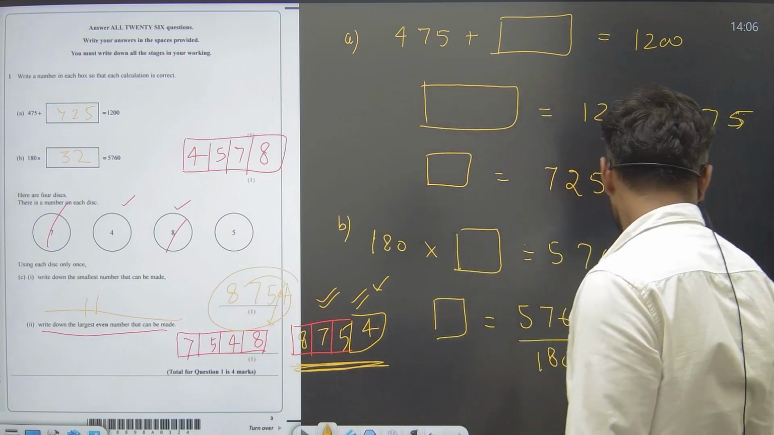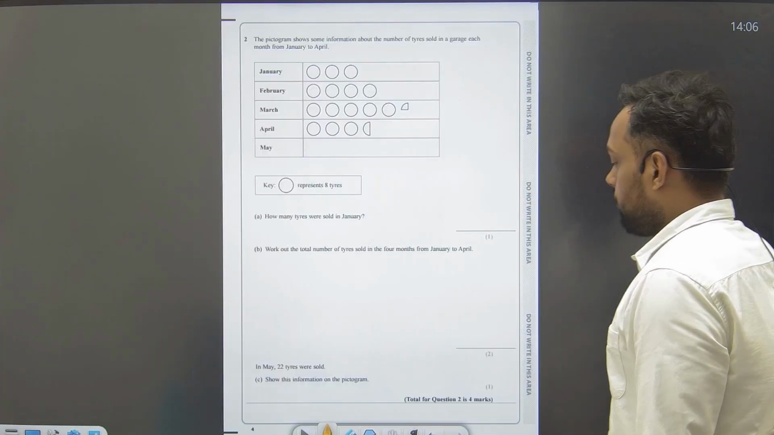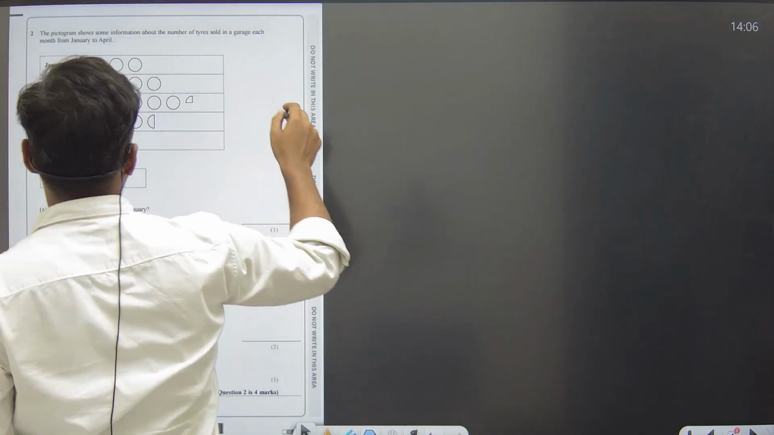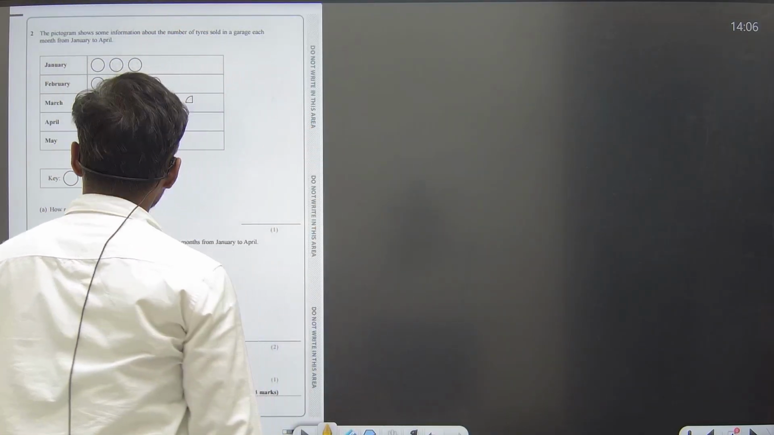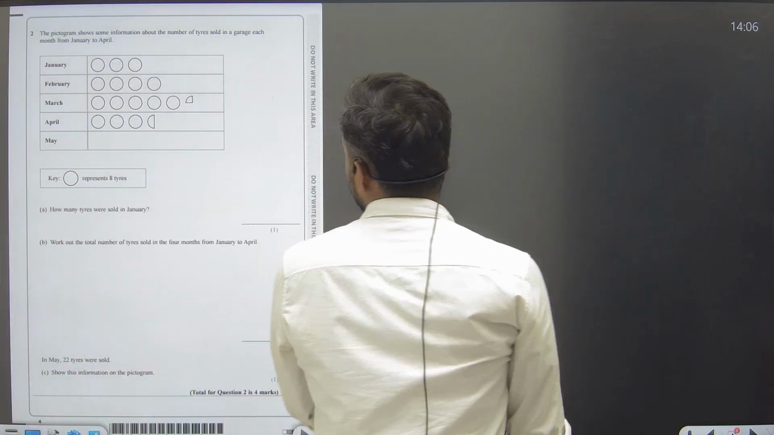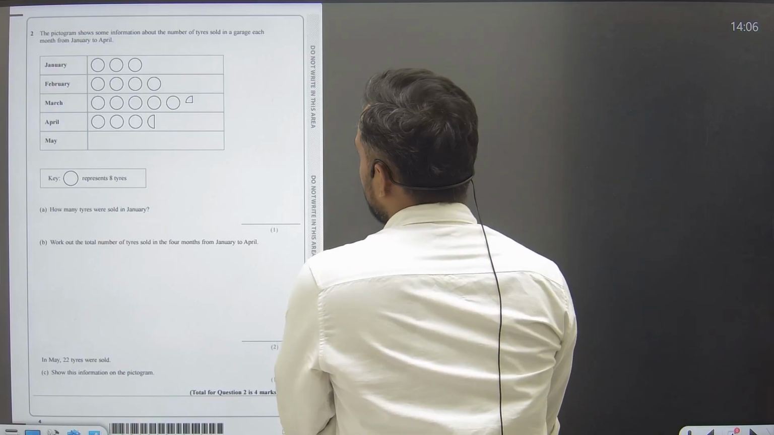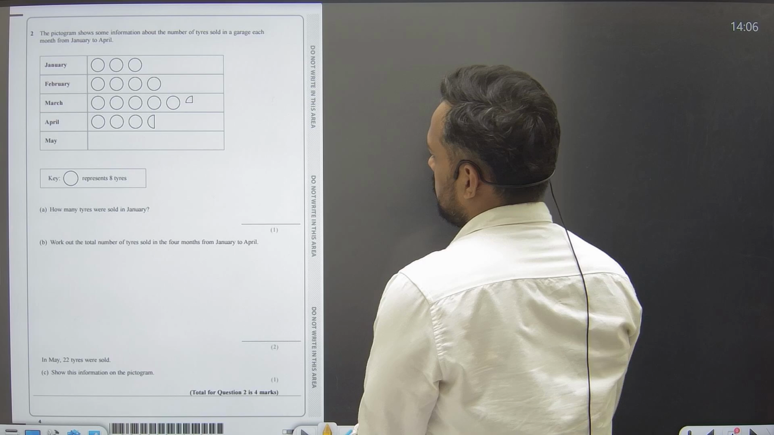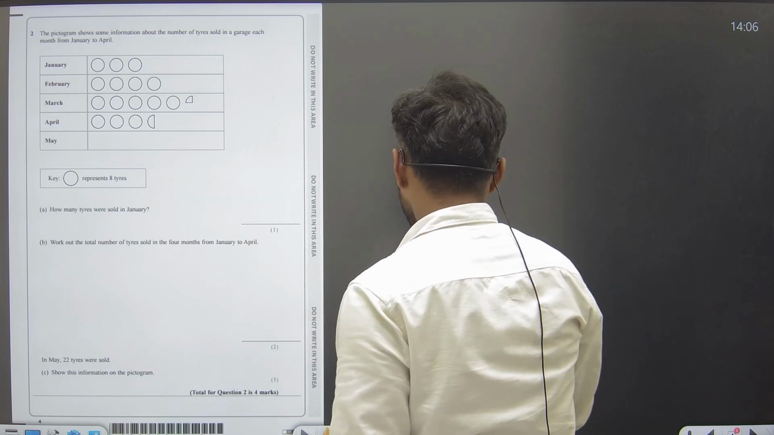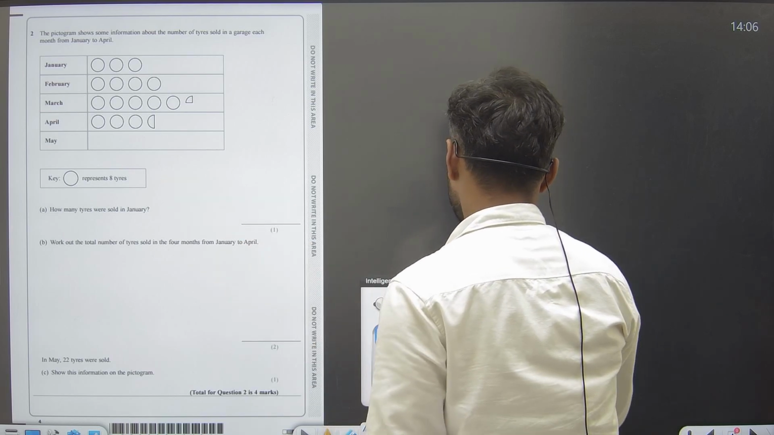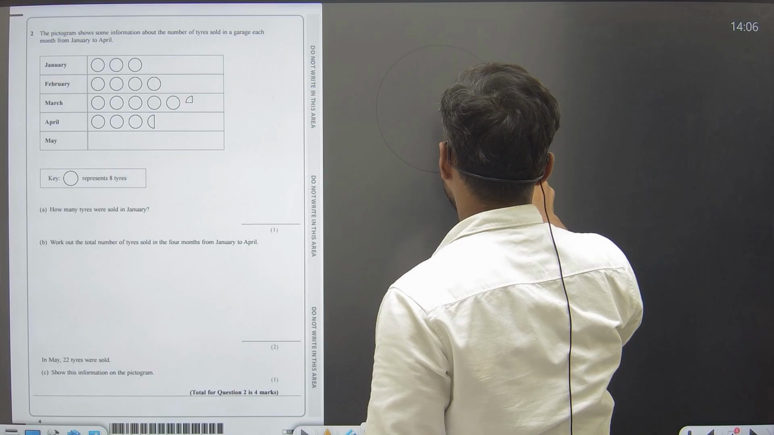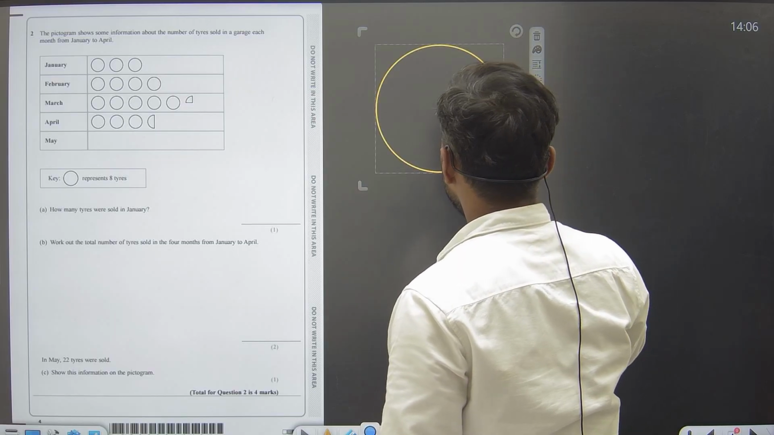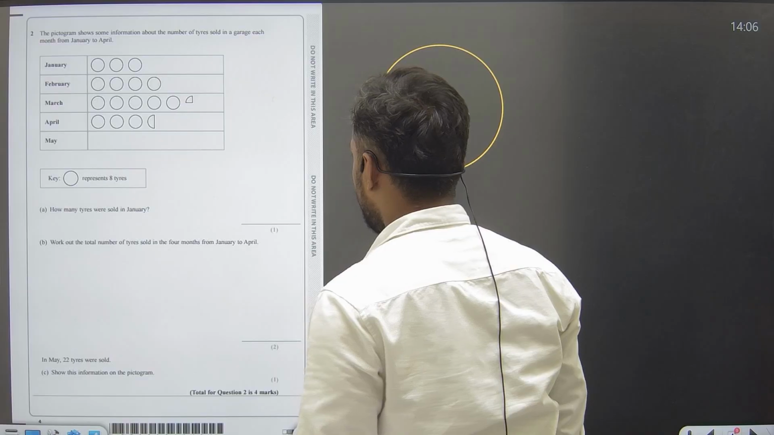Okay. Now let's move ahead. They have given us the pictogram, which shows some information about the number of tires sold in a garage each month from January to April. This represents 8 tires. Okay, this represents 8 tires.